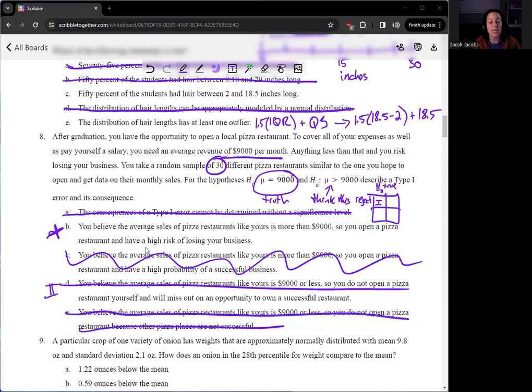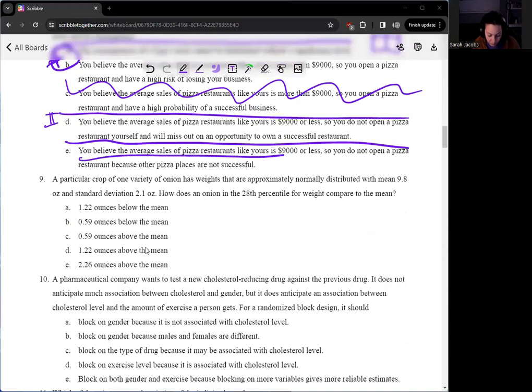Remember, these type 1 and type 2 end with the word error. So the conclusion has to be wrong. So the only option here then is B. Okay. Let's see if we can get to number 10.